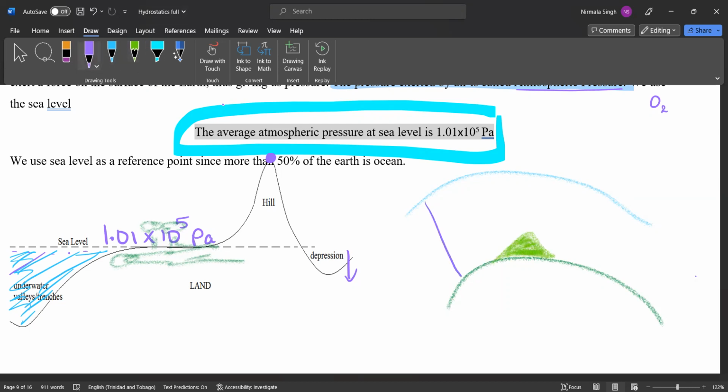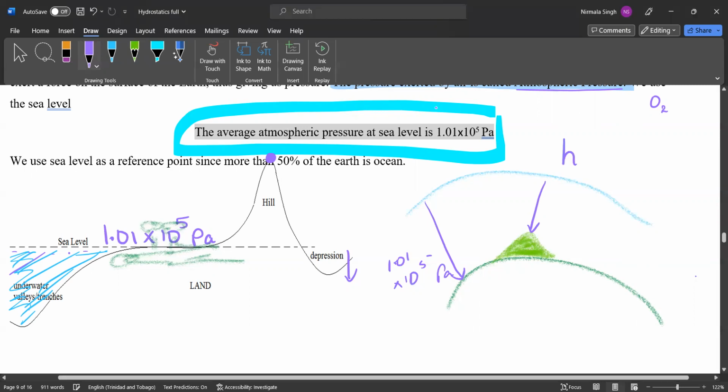And this is my distance to the surface, which is 1.01 by 10 to the 5 pascals. And this is the distance from the top of my atmosphere to the top of the mountain. Is the distance from the top of the atmosphere to the top of the mountain smaller or greater than the distance from the top of the atmosphere to the surface of the Earth? It is less. I drew it intentionally so you can see it is less.